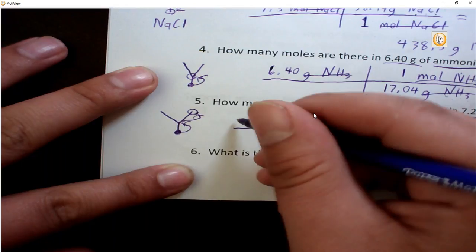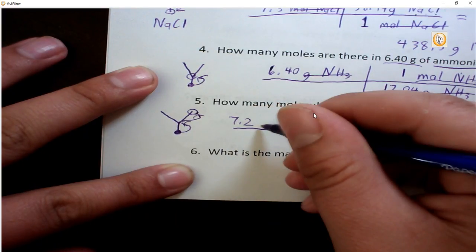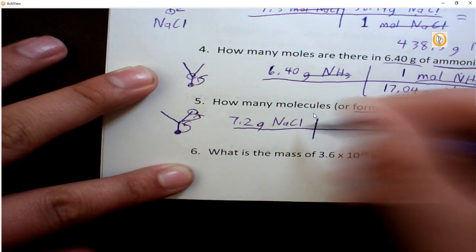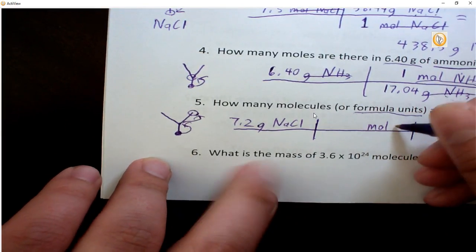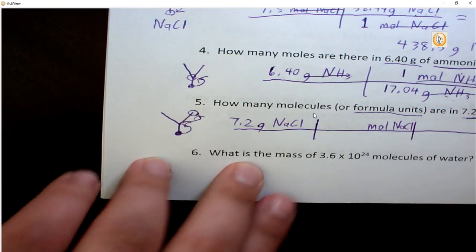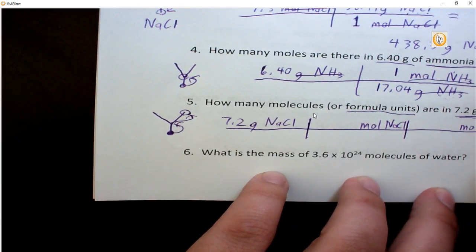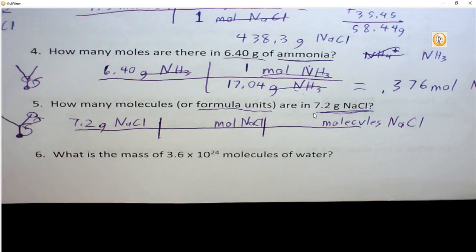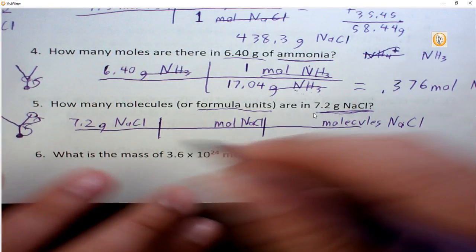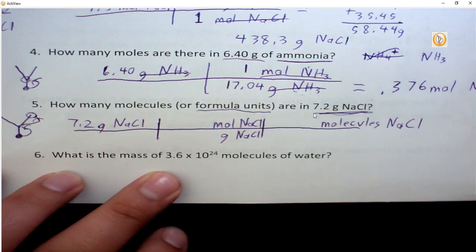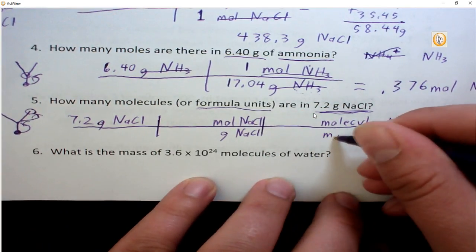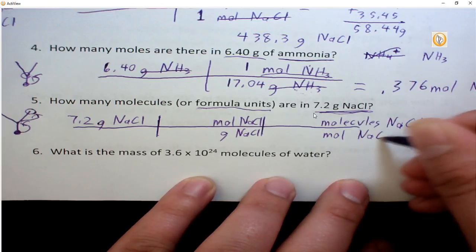We begin with 7.2 grams of NaCl. After that, we jump to moles of NaCl, and then we went to molecules of NaCl. I realize we can't see that. Go ahead and transfer your units down to the bottom. Grams of NaCl moves down here, and moles of NaCl is down here.